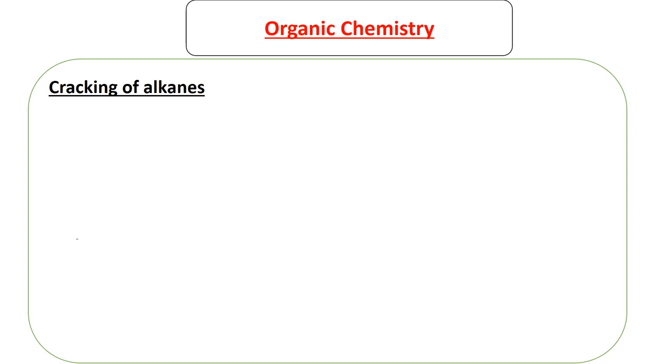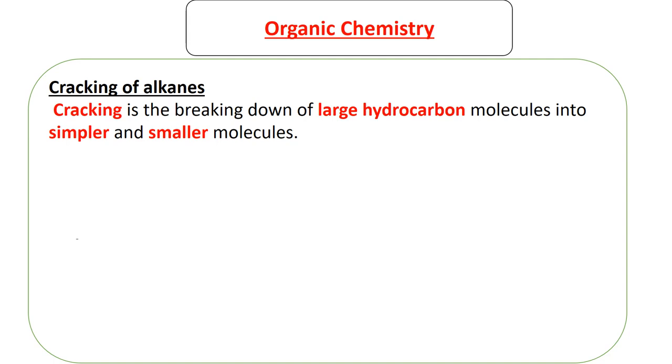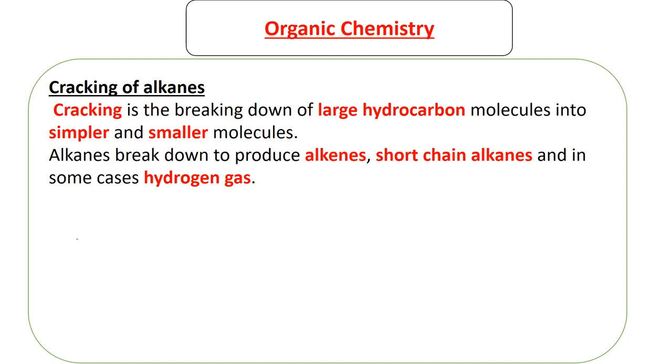So to finish now, since we've dealt with hard stuff, let's look at simple stuff. Another chemical property of alkanes is that they undergo a process called cracking. Cracking is just the breakdown of a large hydrocarbon molecule into simpler and smaller molecules. Alkanes break down to produce sometimes alkenes, sometimes short chain alkanes, and in some cases hydrogen gas. There are different types of cracking. Actually, there are just 2 types of cracking.